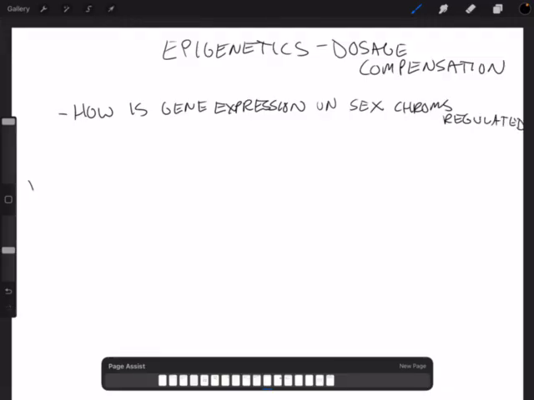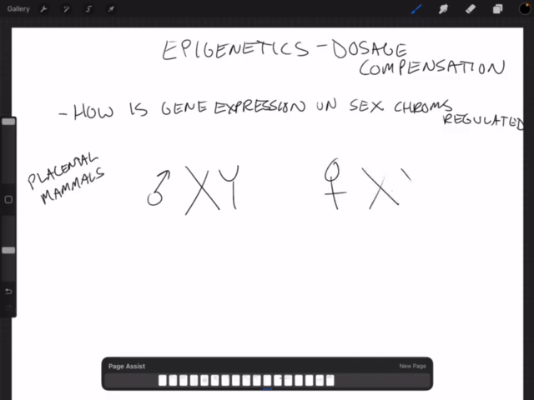All right, so in placental mammals, such as ourselves, the males have XY, the females have XX, which means the males are kind of getting gypped. Males just have one X chromosome, females have two, right? So how can we make this more fair and equitable, right? Do the females maybe just turn off one of their X chromosomes, or maybe the male could make twice as many genes on their X chromosome?